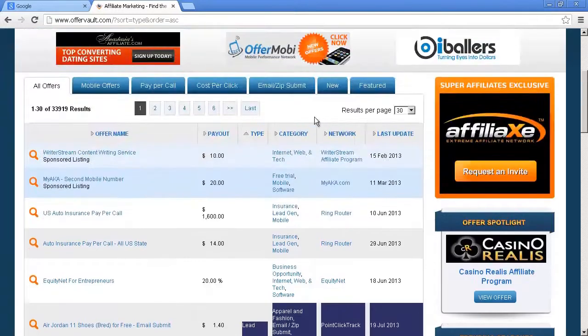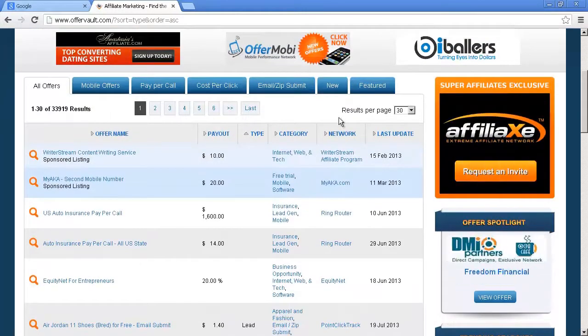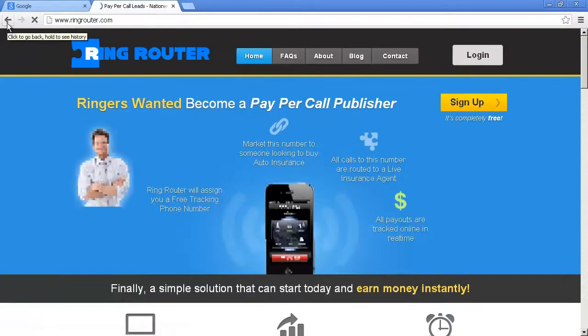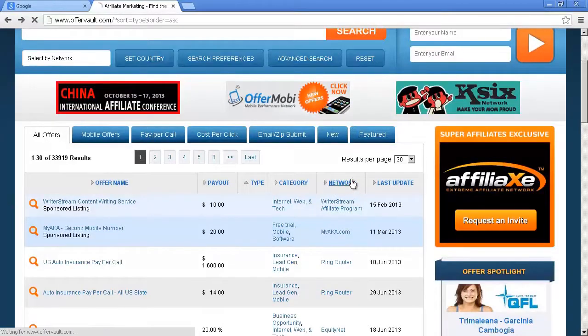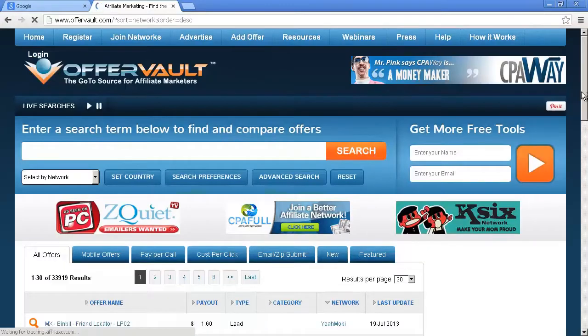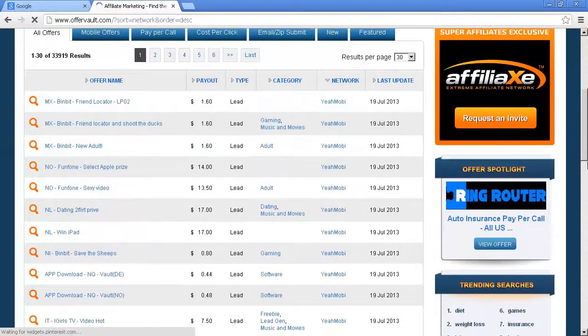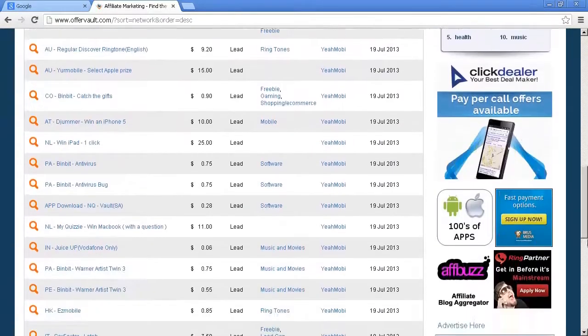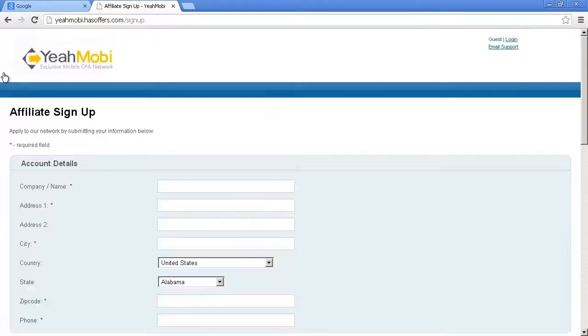We can also sort the offers by the network. For example, I think if you click on the name of the network, all the offers related to that network appear. Oh no, I think we are being redirected to the network itself. Here you can sort by network. These are all offers by the network YayMobi. It's a CPA network that hosts mobile offers. Mobile CPA network.